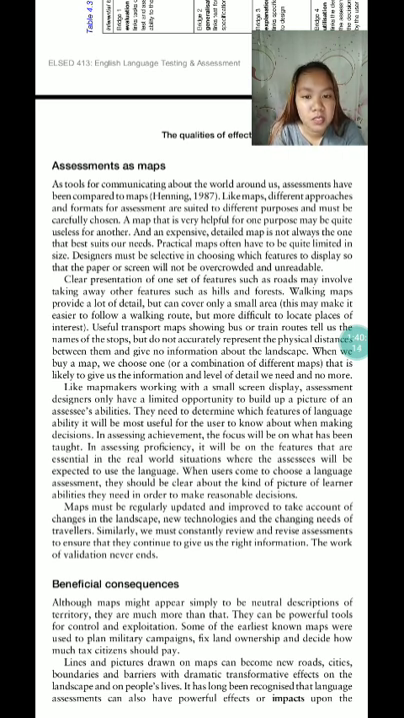Maps must be regularly updated and improved to take account of changes in the landscape, new technologies, and the changing needs of travelers. Similarly, we must constantly review and revise assessments to ensure that they continue to give us the right information. The work of validation never ends.